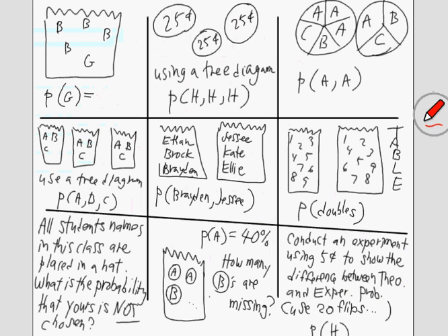And the last one that we didn't answer is right here. It says conduct an experiment using 5 cents to show the difference between theoretical probability and experimental probability. If we think about that, the theoretical probability of flipping a heads: you have either a heads or a tails. So there are only 2 possible outcomes for flipping a coin, one of which is a heads. So theoretical probability of that event happening is 50%.